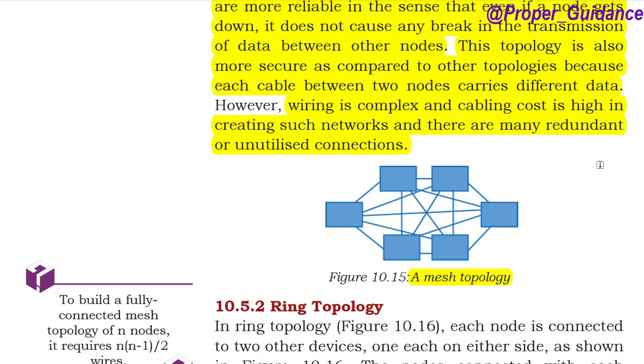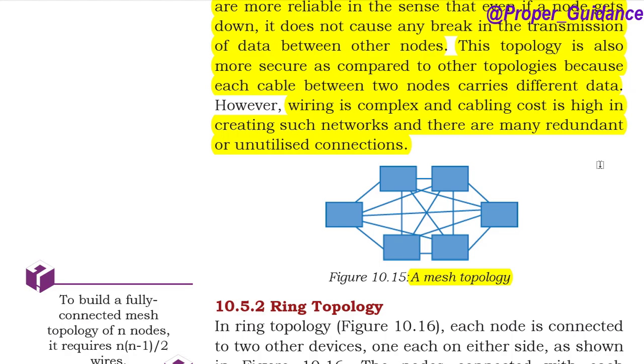What is the disadvantage? The disadvantage is that when we connect each and every device, wiring is complex, right? When you increase the number of devices, the wiring connections will increase also, and so wiring is complex too, and cabling cost is high. Okay, in creating such networks, there are many redundant or unutilized connections also. Unutilized connections also in that particular network.